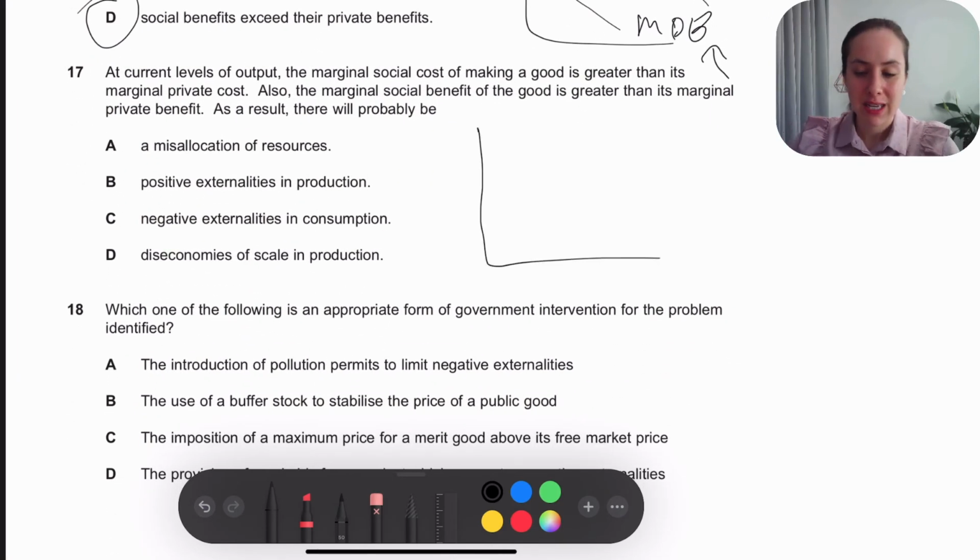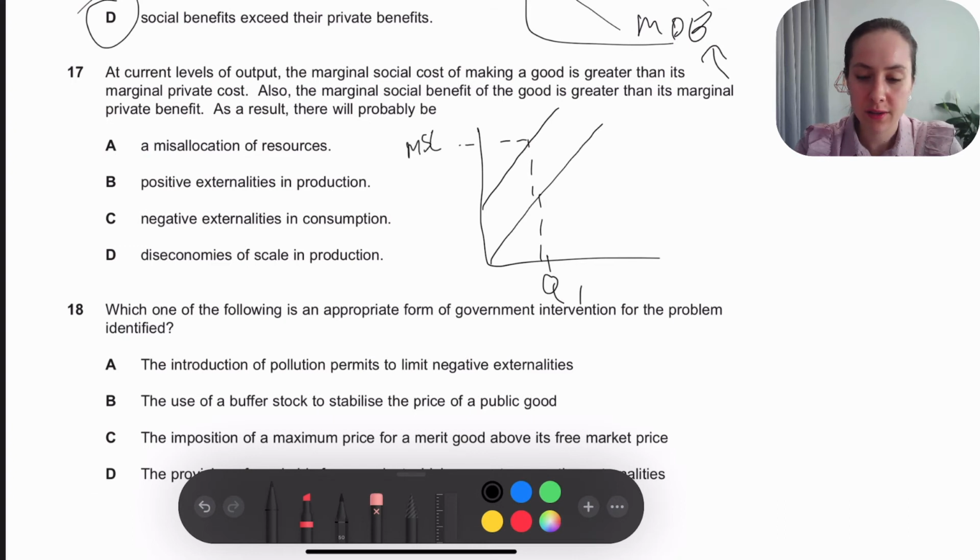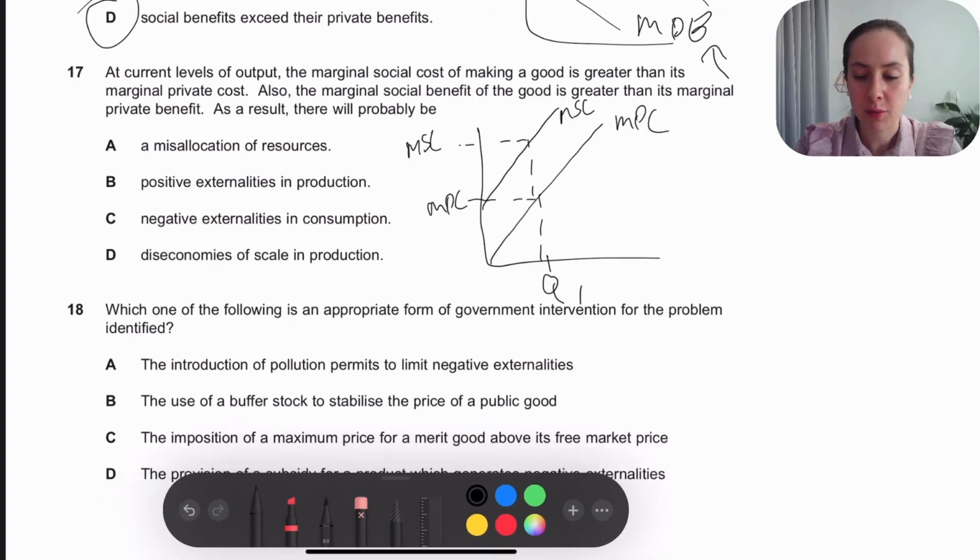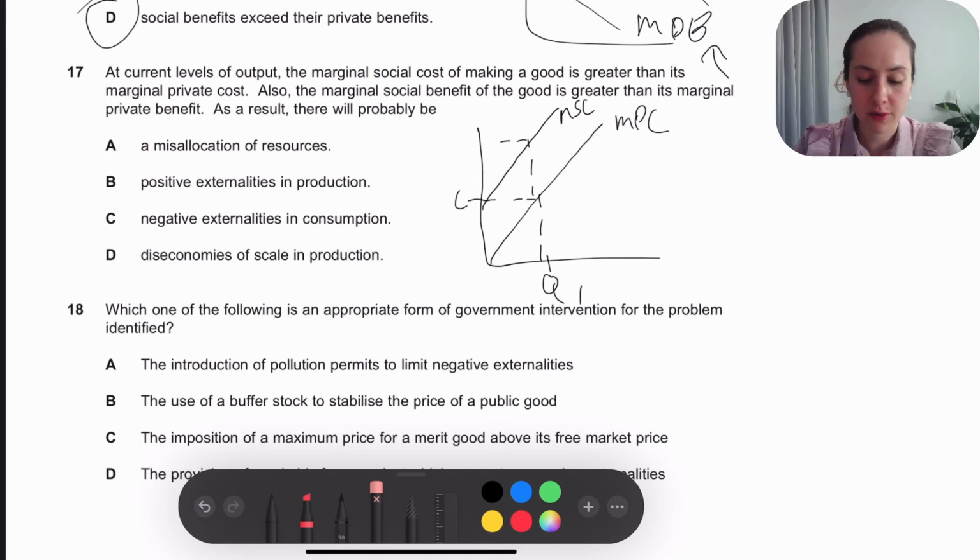Marginal social cost of making the good is greater at the current level of output. Right, let's say at Q1, let's draw two supply curves. Social cost is higher, so this better be the social cost. And the marginal private cost, let's just put this one here. Oh, there's more. So much going on here. The social benefit of the good is greater than its private benefits, again, at this level of output.